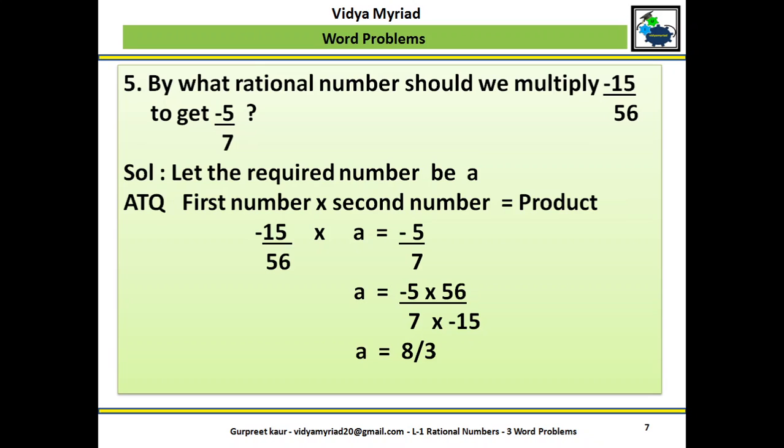So minus 15 upon 56, when you shift it to the other side, it will become the reciprocal. And if you look into the equation, they are divisible. 56 and 7, 5 and 15, they are divisible. You get a as 8 upon 3. So I will check it. I will get minus 5 upon 7.